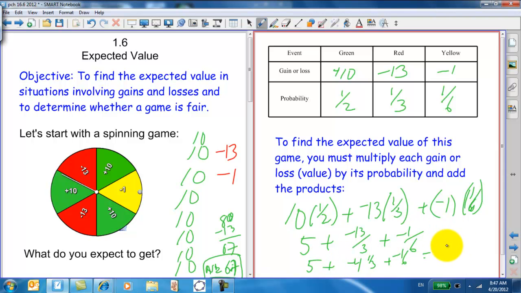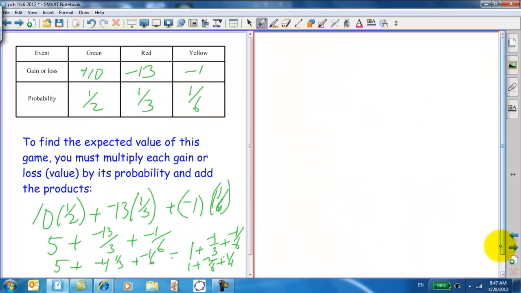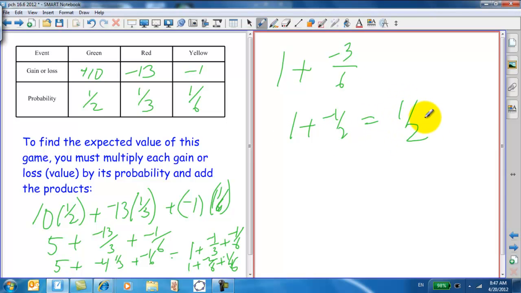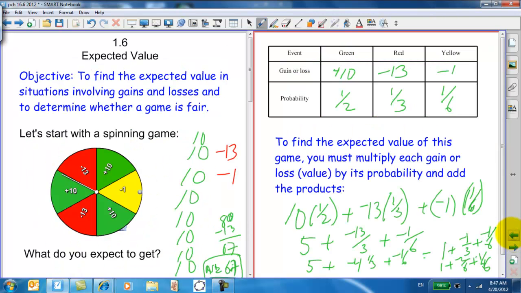4 taken away from 5 is 1, and negative a third and negative a sixth. So let's make that negative 2/6 and negative a sixth, which is negative 3/6. 1 plus negative a half equals a half. So we only expect on average to get a half per turn, half a dollar, and in our case we ended up getting 6.7. I think we got pretty lucky there with our tens.